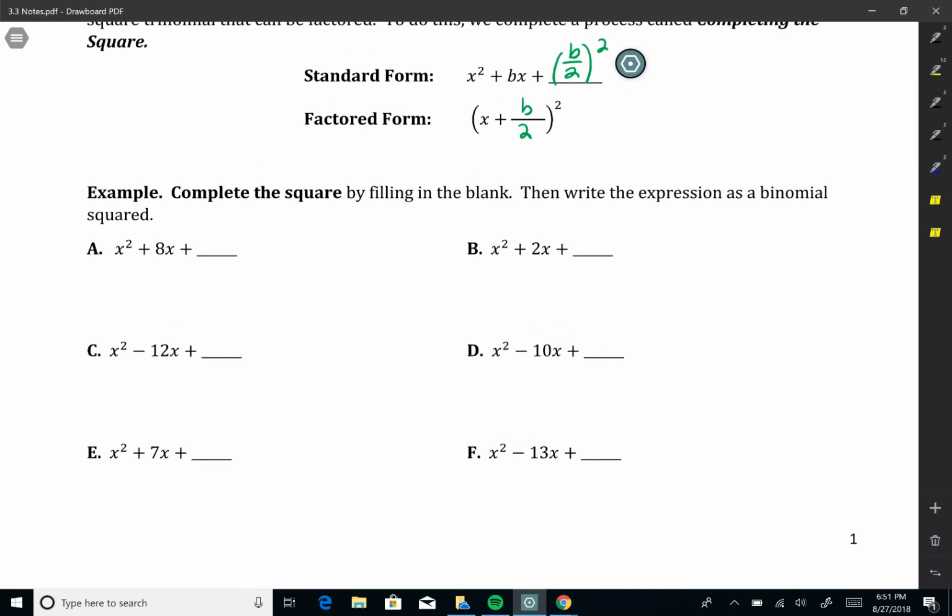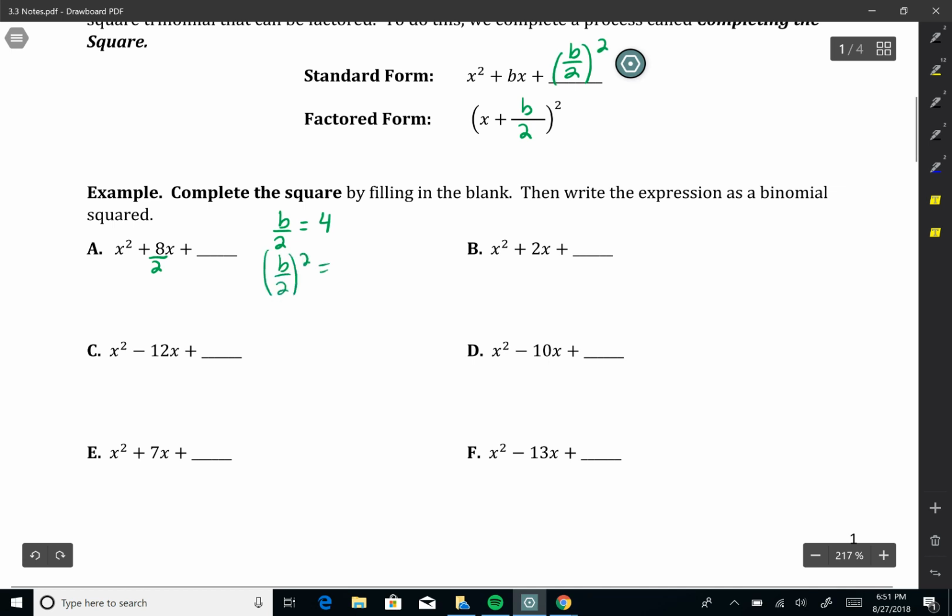In letter A, x squared plus 8x plus what would be my perfect square that would fill this in? Well, we have to take half of b. So b over 2, 8 divided by 2 gives us 4. When I square that, that would be 16. So the number I'd put here to make that a perfect square trinomial is 16. But this b over 2 is what goes in my factor. That would be x plus 4 quantity squared. Again, that's also the square root of that number, so however you want to think about it.